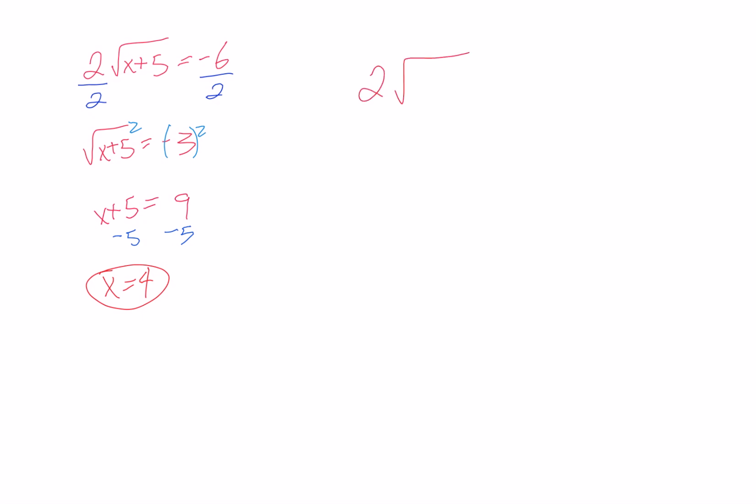So if we go 2 times square root of 4 plus 5 equals negative 6, 4 plus 5 is 9, the square root of 9 is 3, so 2 times 3 is 6. Is 6 equal to negative 6? No. Because it doesn't work, even though mathematically we got an answer of 4, it doesn't work when we plug it back into the equation. So in that case, we say there's no solution.